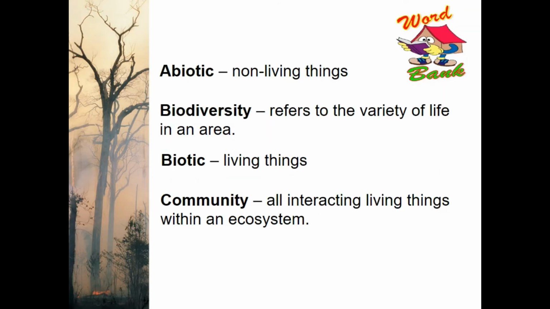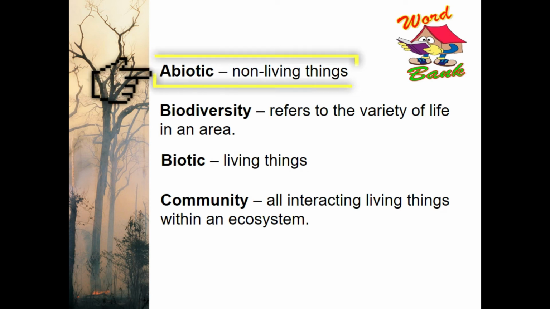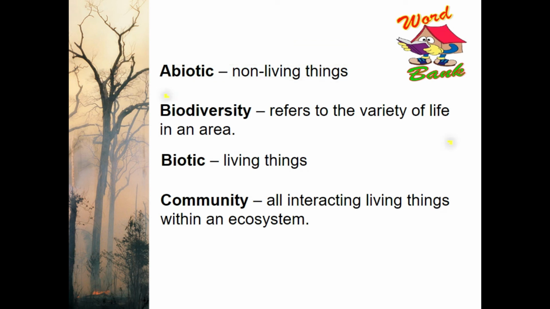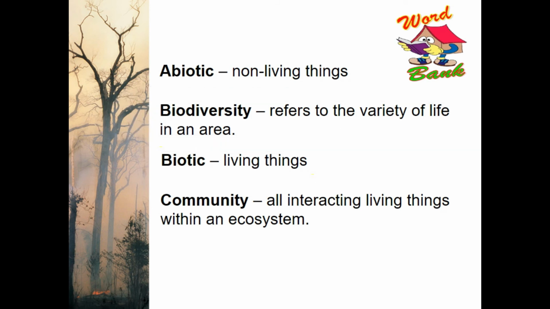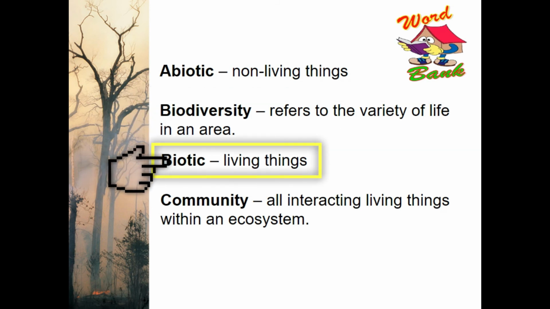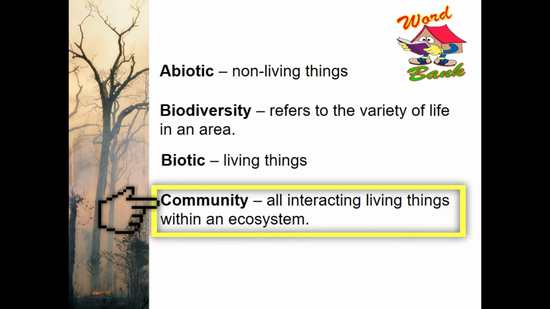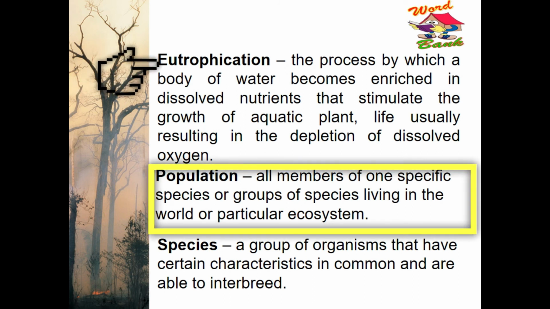For the word bank, the following are the terms used in this video lesson. First, abiotic means non-living things. Biodiversity refers to the variety of life in an area. Biotic means living things. Community, all interacting living things within an ecosystem. Eutrophication, the process by which a body of water becomes enriched in dissolved nutrients that stimulate the growth of aquatic plant life, usually resulting in the depletion of dissolved oxygen.